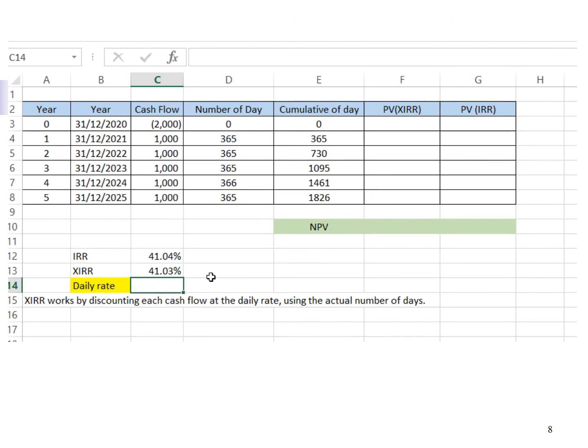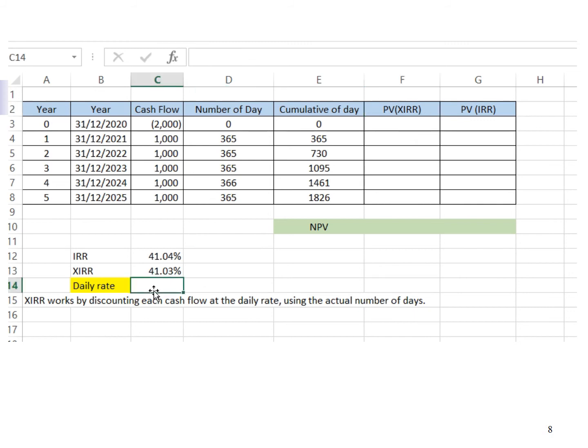Here we already have the information on the number of days and number of cumulative days. I will do a discounting to find the present value of each cash flow. Recall that IRR is a discount rate that gives us 0 NPV. We are going to look into how IRR and XIRR discount cash flow differently. IRR discounts at the annual interest rate, whereas XIRR discounts cash flow at the daily rate. I'm going to calculate the daily rate.